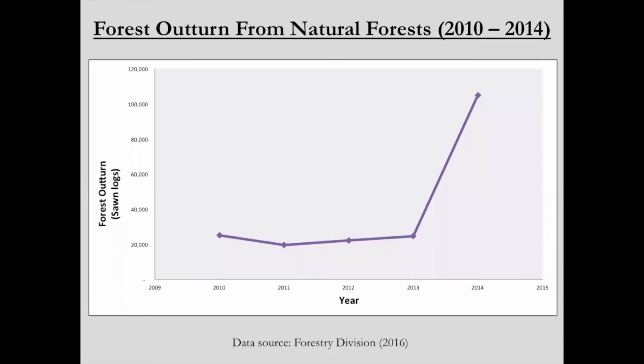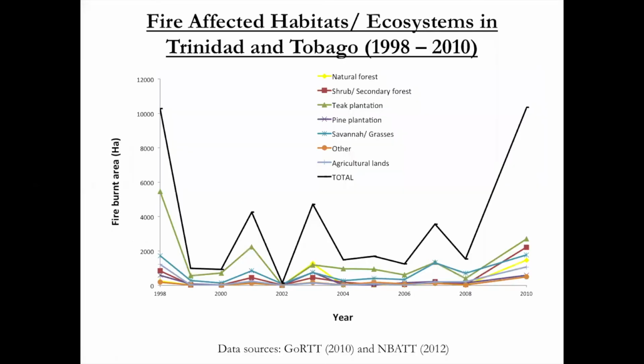This graph shows the forest outturn from our natural forest between 2010 and 2014. And what this is showing us is the extent to which logging is illegally occurring in our natural forests. So from this, we can directly track the impact of deforestation on some of our most biologically rich habitats.